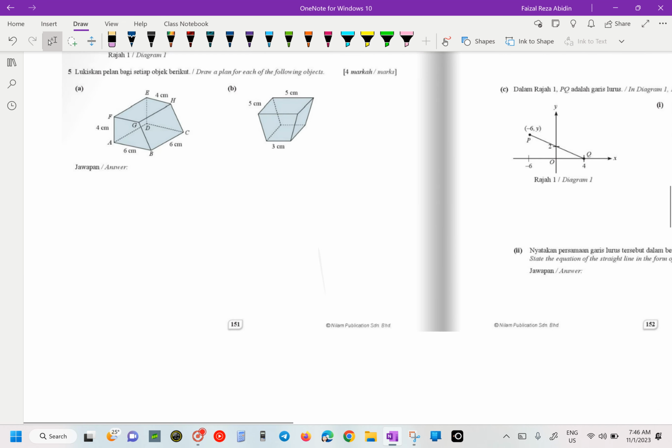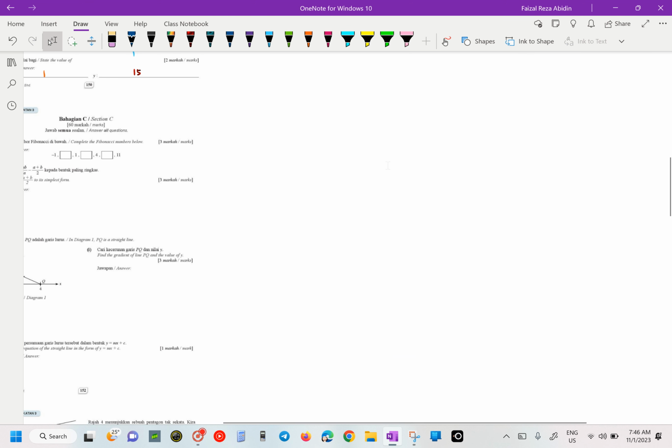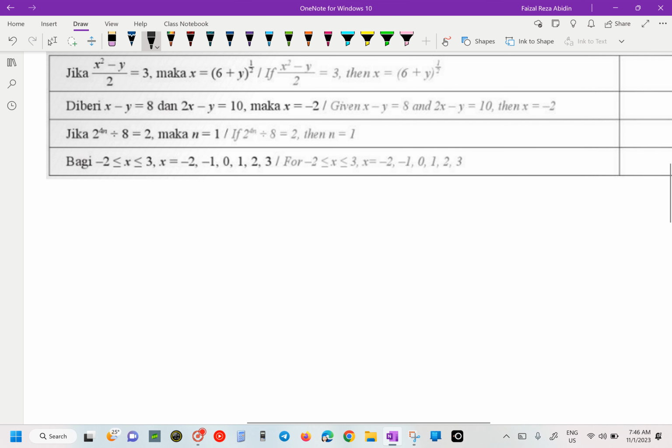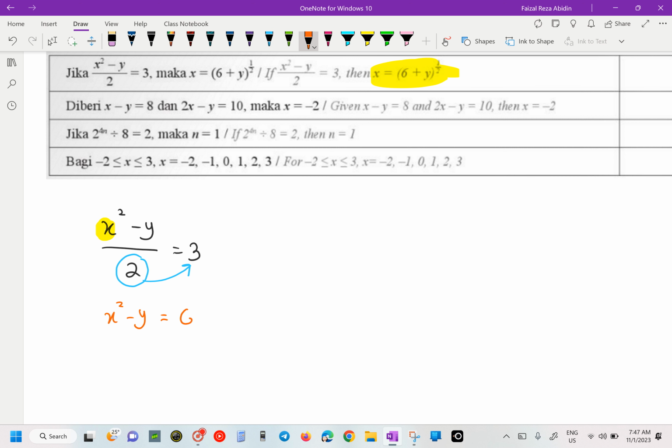This one, even though the question here just states true or false, we still need to identify. Okay, first question. If x squared minus y over 2 equals 3, we are going to identify whether it's true or not that when we have x on the left side, we get everything here. First thing first, if I want to make sure that x is on our left side, what should we do first? We are going to bring 2 to the right side. Divide becomes times. So we write back x squared minus y equals 6, right?